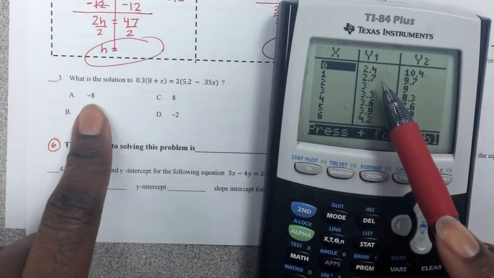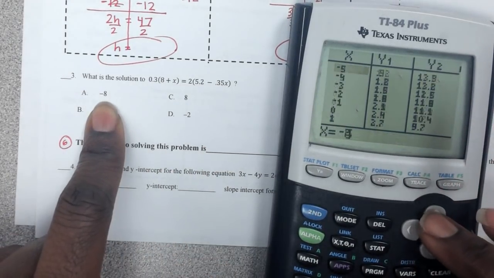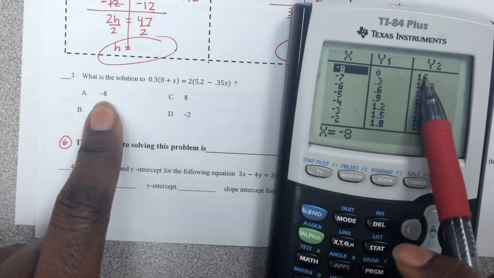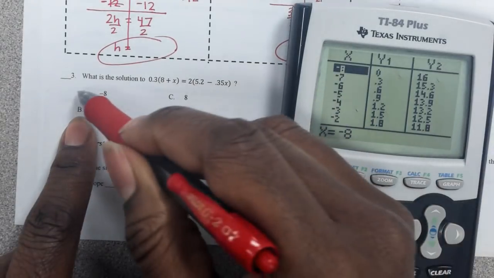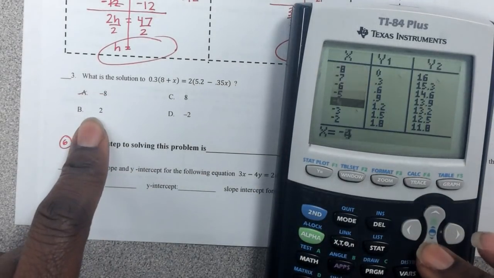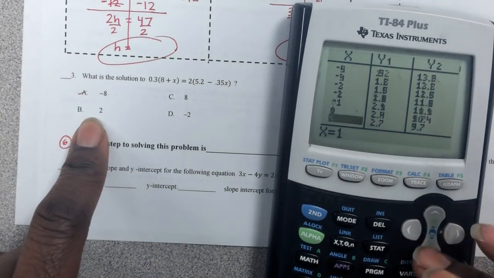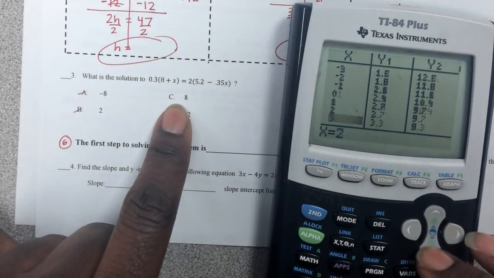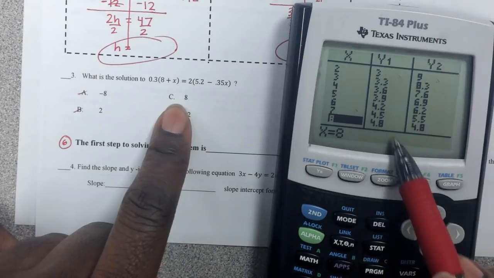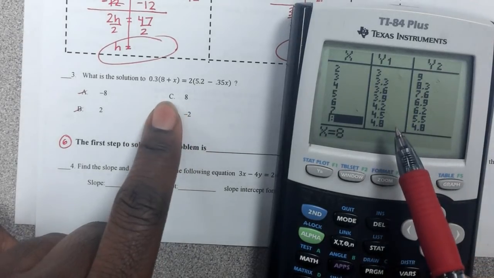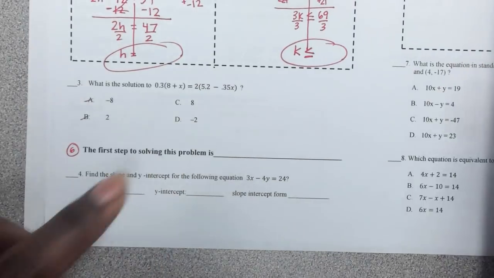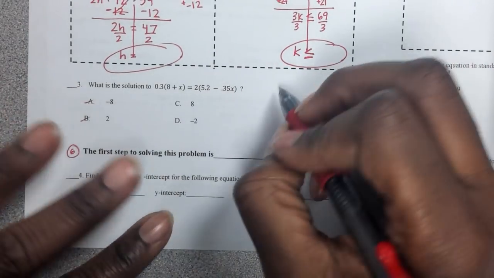We're looking to see, is our answer A? Which means at the negative 8, do we see the same thing here for the y1 and the y2? No, so it can't be A. For B, is the answer 2? Do we see the same number here? Nope, it can't be 2. C says the answer is 8. Is that true? Yes. The answer is C.